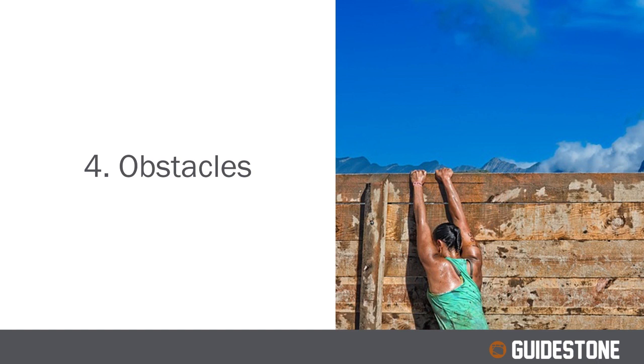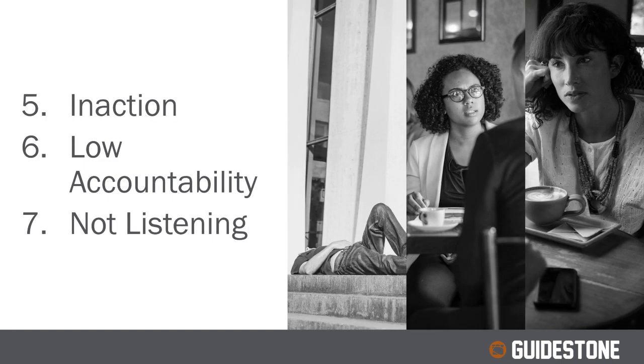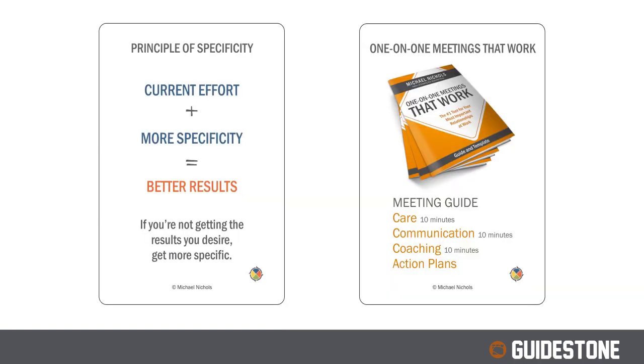The fourth reason was obstacles, and we talked about significant obstacles and 5 things that we could do in tough times. And then we looked at 3 reasons that we struggle to apply learning that most leaders don't realize are a problem for them: inaction, low accountability, and not listening. And I showed you 2 tools that will dramatically improve your ability to apply learning to your own life and your work and develop other people around you: the specificity tool and the one-on-one meeting guide and template.